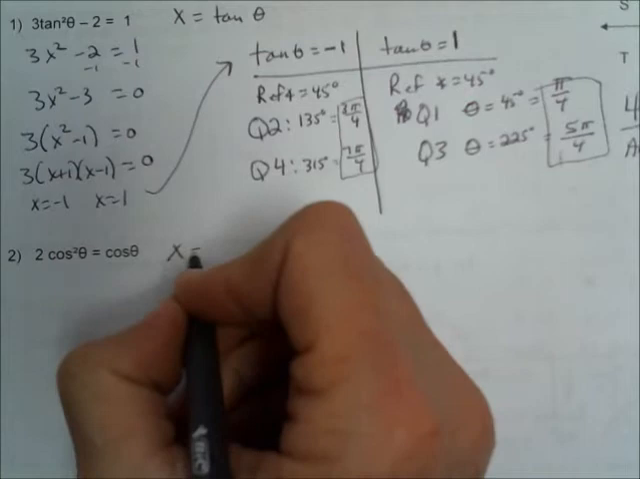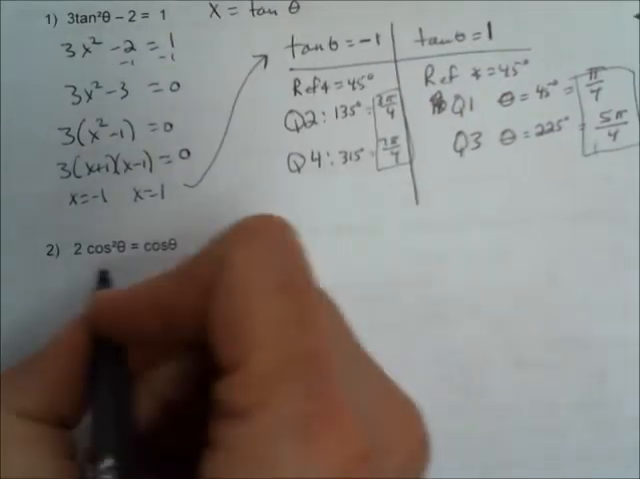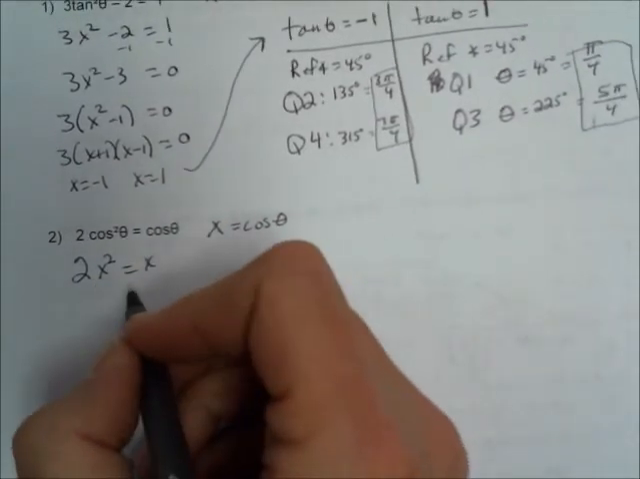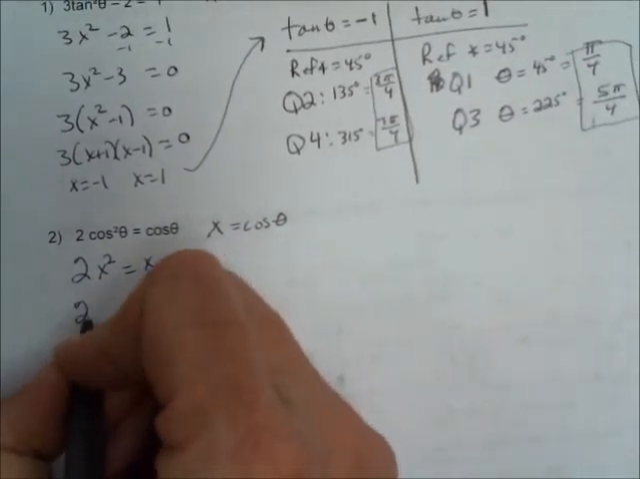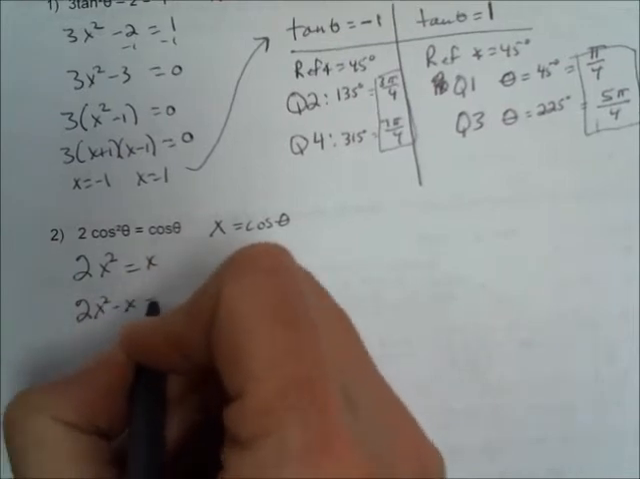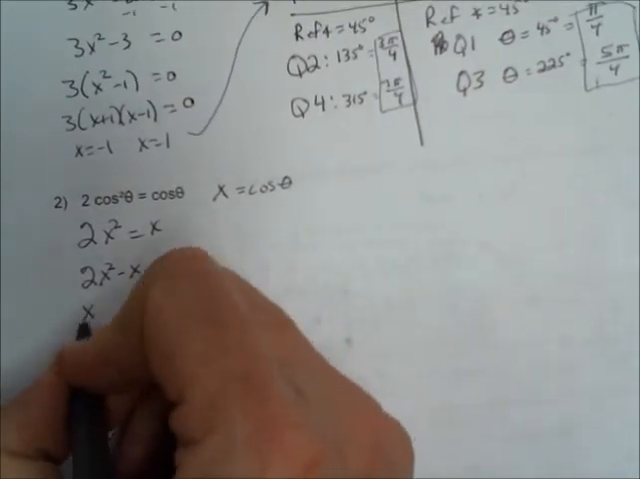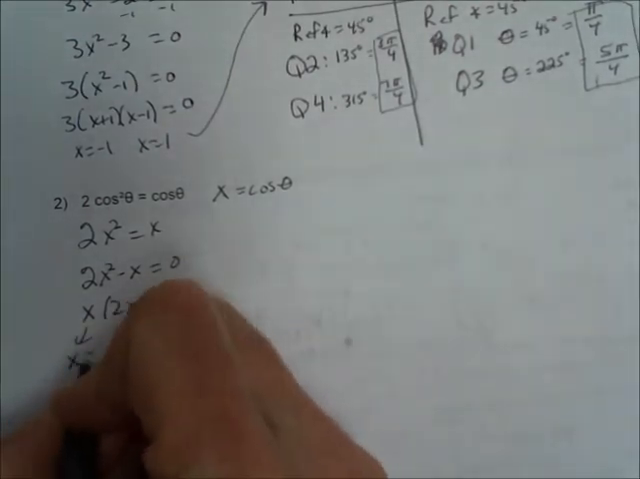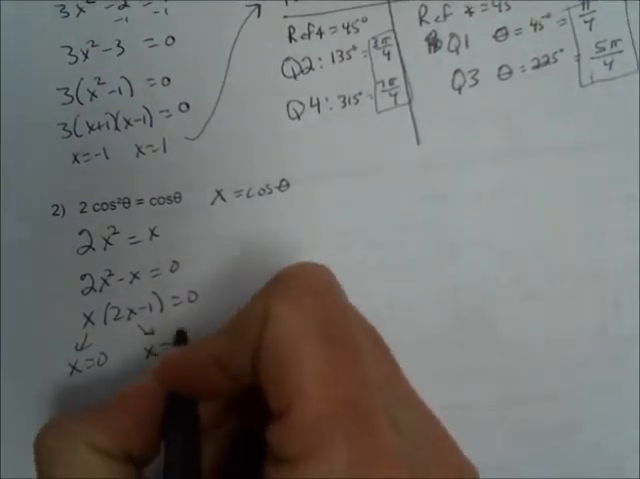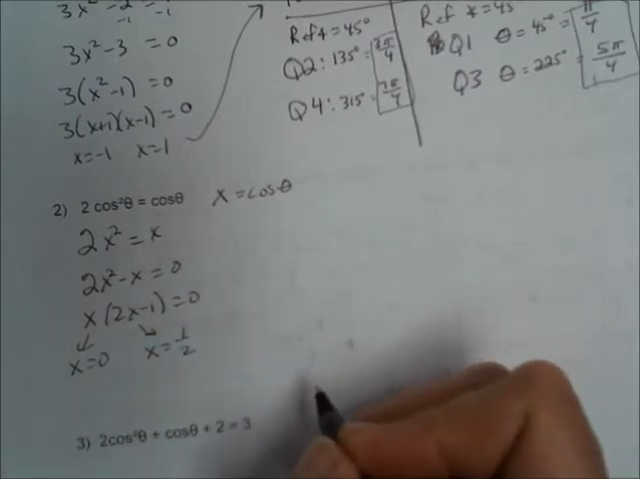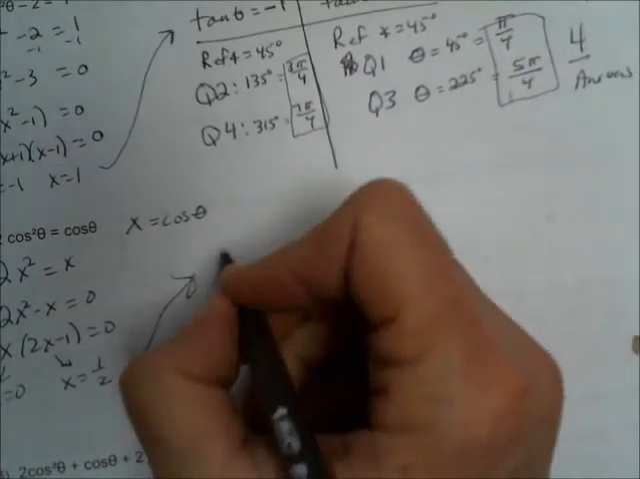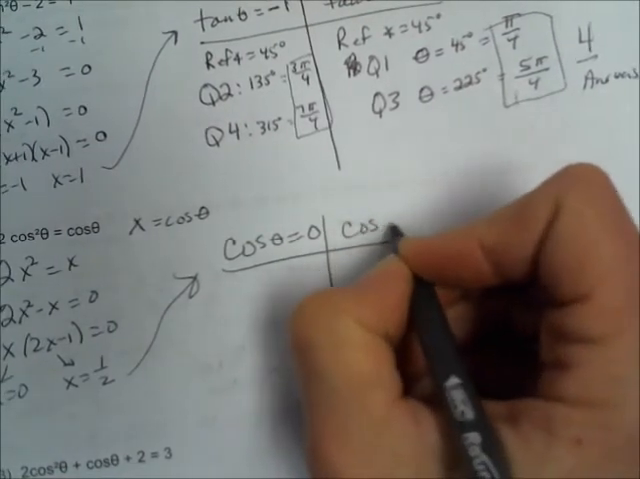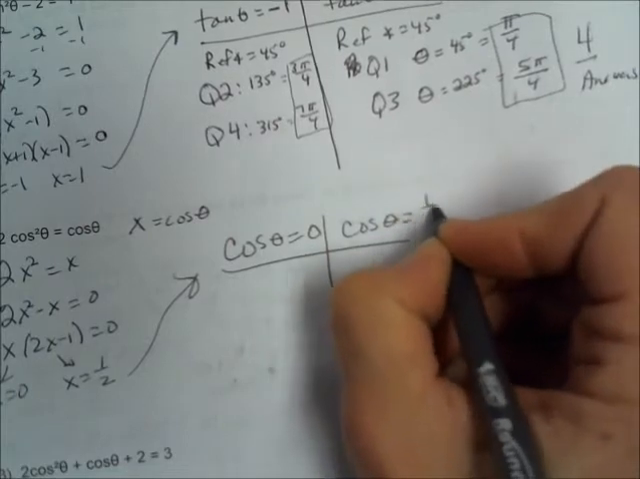Over here, we'll let x equal cosine of theta. So we have 2x squared is equal to x. Do not divide both sides by x. Subtract. 2x squared minus x equals 0, and factor this out. So over here, x is 0, and over here, x is 1/2. So it's not x, it's cosine. Cosine of theta equals 0, and the cosine of theta is equal to 1/2.